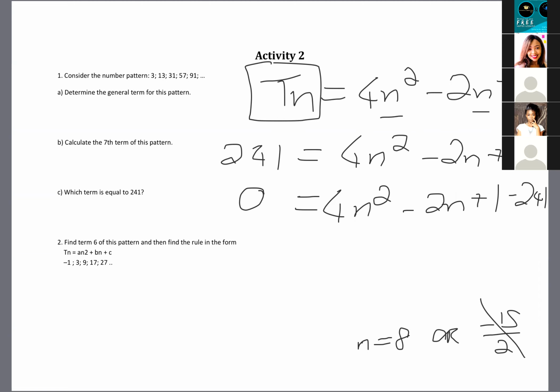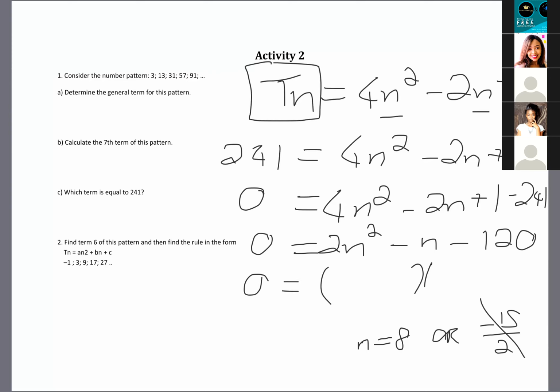You simplified this first, right? Yes, ma'am. And then you got 2n squared minus n minus 120, if you simplify this. And then that's when you take it to your 2 brackets, which is going to be 2n plus 15 and n minus 8. And that's how you got n to be 8, right?